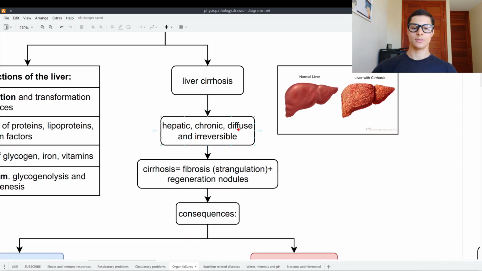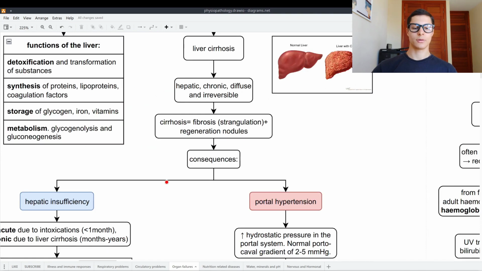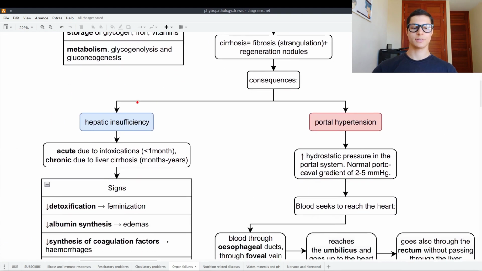Hepatic, chronic, diffuse and irreversible disease. The cirrhosis is a fibrosis, a strangulation, plus regeneration nodules. As you can see, there we have a normal liver and a liver with cirrhosis. All of these are regeneration nodules. The consequences of the cirrhosis are hepatic insufficiency and portal hypertension.